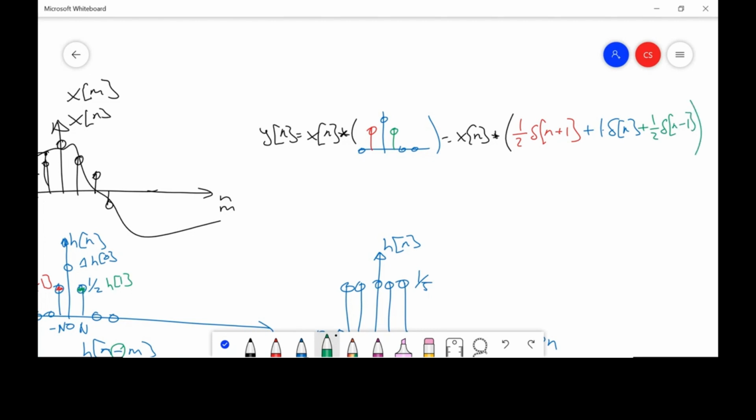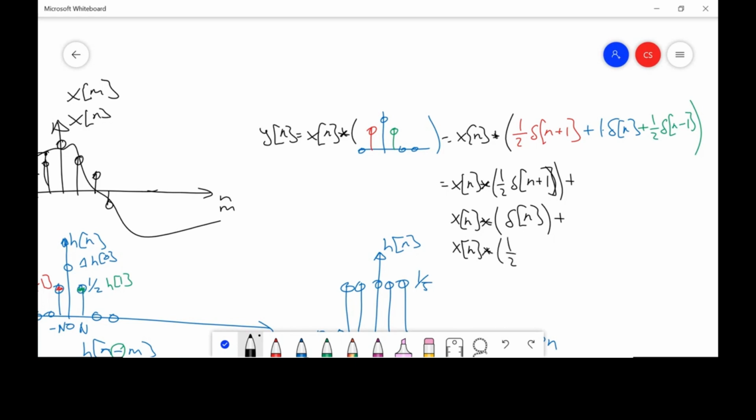You see? And because the convolution is a linear operator, this will be the same as x of n convolve with 1/2 delta n plus 1, plus x of n convolve with, I will not write the 1, delta n, plus x of n convolve with 1/2 delta n minus 1.